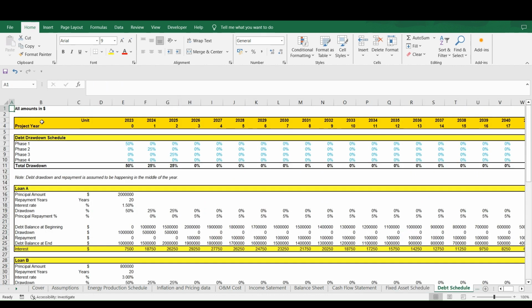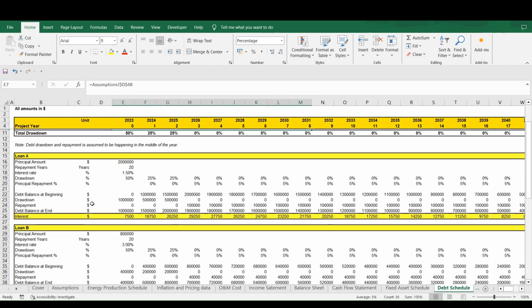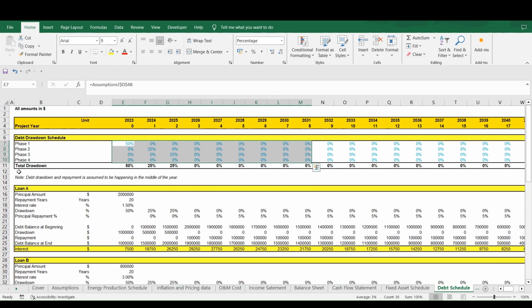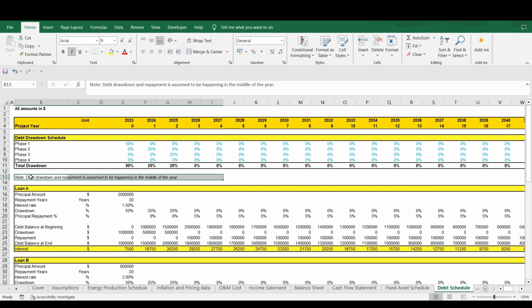In the debt schedule we assume how we are drawing our debt. So after the total debt that we are planning, and what phases we are going to draw the debt, and how we'll repay it, what will be the interest rate. So this is the debt drawdown schedule. There are three loans, loan A, B, C. The same calculations have been done for all three loans. We are taking one assumption that the drawdown and repayment is assumed to be happening in the middle of the year. We'll see that in a moment.